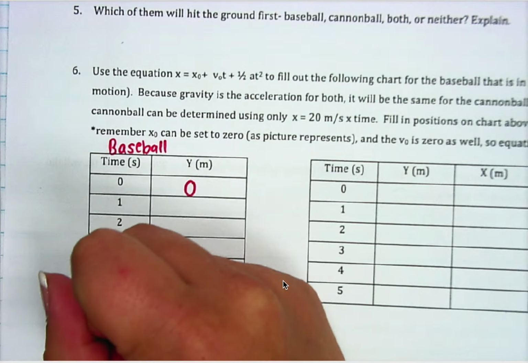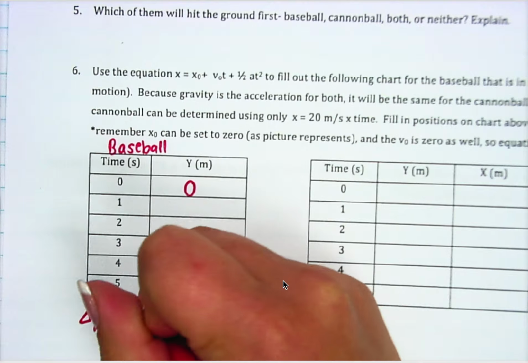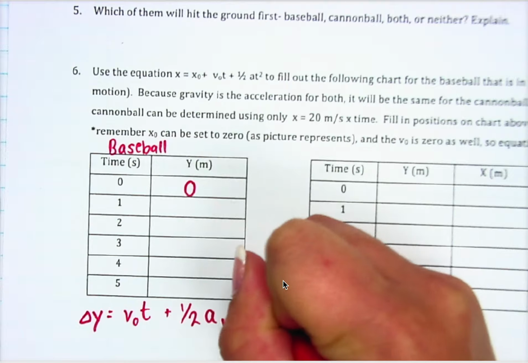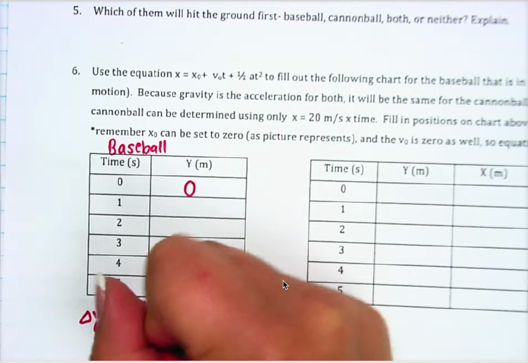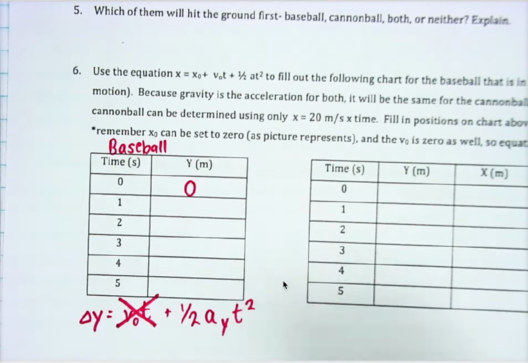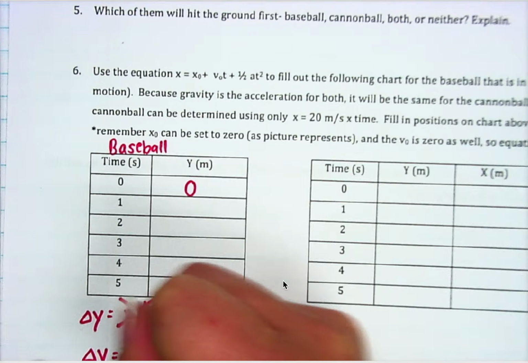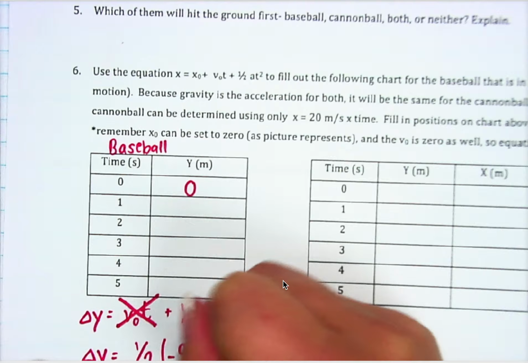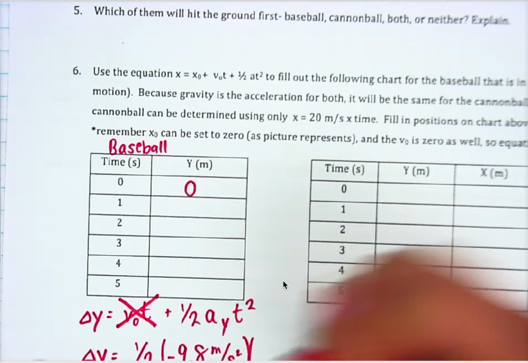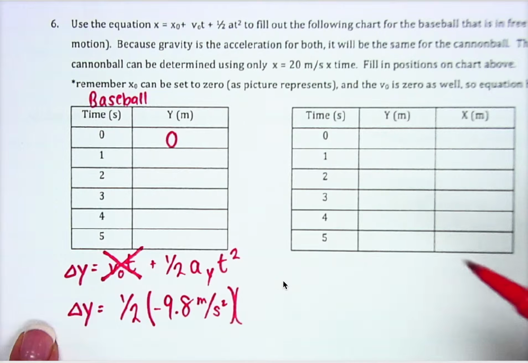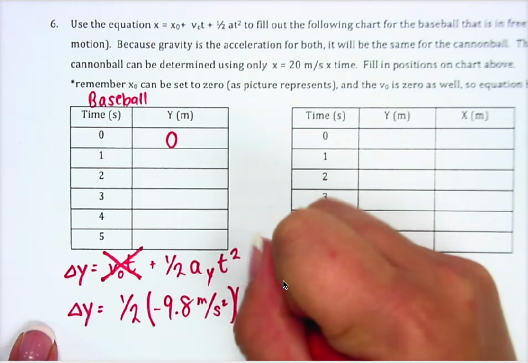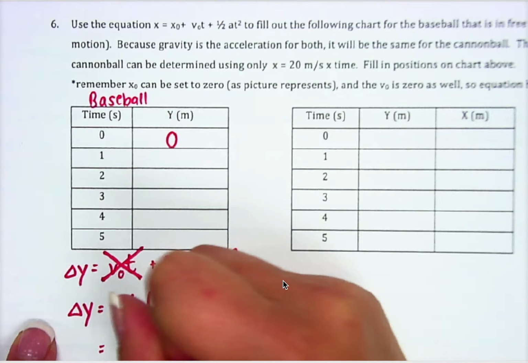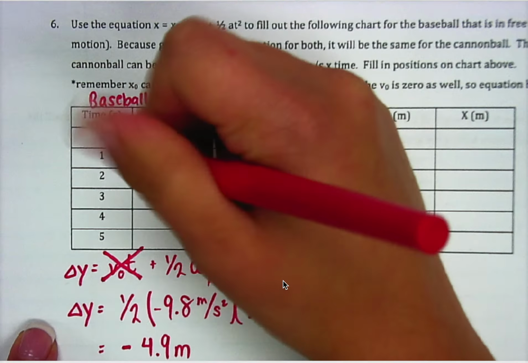So if we want to find the delta y, we're going to use the equation v naught times time plus 1/2 the acceleration in the y component times time squared. V naught is 0, so that cancels out that term. So delta y equals 1/2 the acceleration, which is negative 9.8 meters per second squared, times your time squared. If I'm solving for it at time 1, I'm going to use 1 squared, which is just 1. So after 1 second, it will have fallen down 4.9 meters.